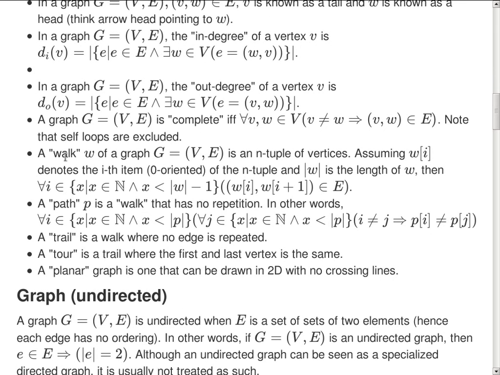All right, here we have a walk, okay? So this is a walk, which is a W of a graph is an n-tuple of vertices, assuming W[i] denotes the ith item, which is 0-oriented, which is the same way you use indexes in C and C++, of the n-tuple, and then |W| is the length of W, or the number of items of W. And then we want this to be the property of a walk.